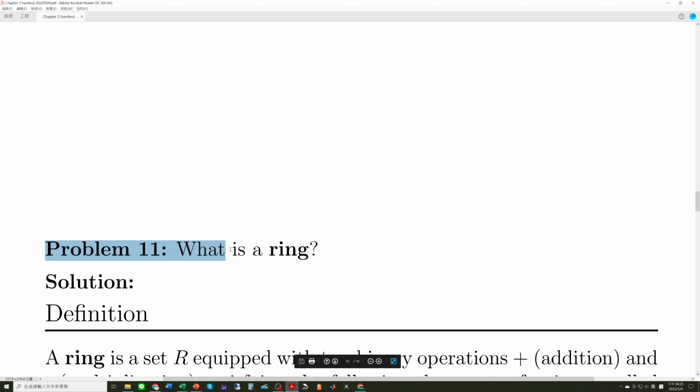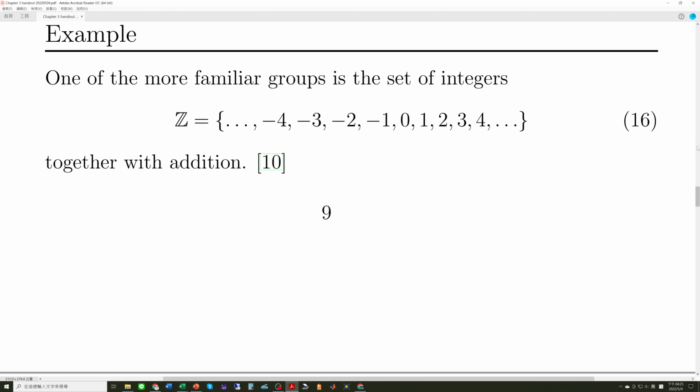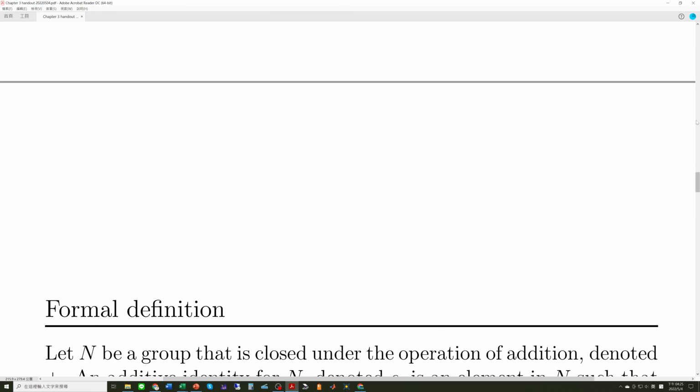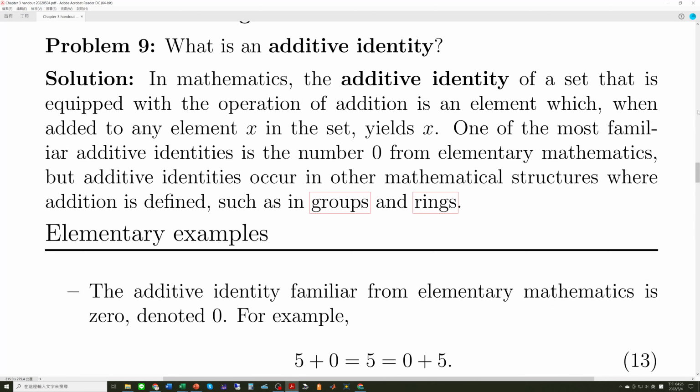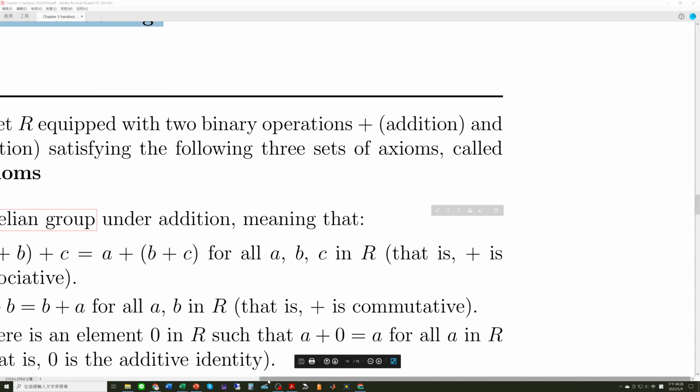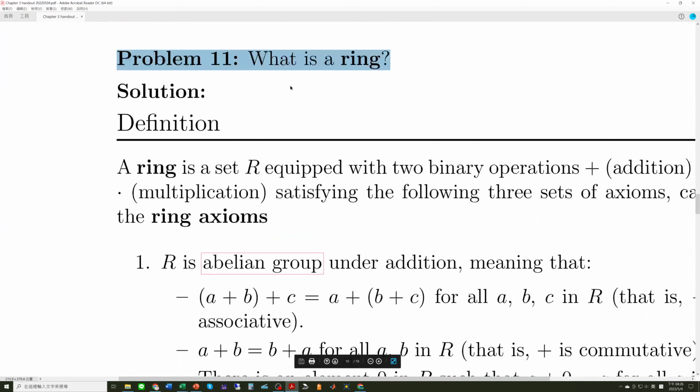Okay, this is an easy exercise. Problem 11. What is a ring? Why do we need to know what is a ring? Because ring appears here, in the solution to problem 9. Let us see what is a ring solution.